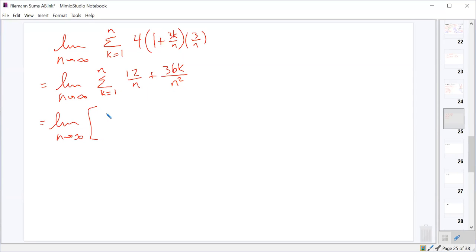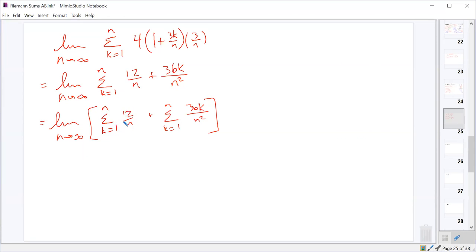So we're going to do the limit as n approaches infinity of the sum from k equals 1 to n of 12 over n, plus the sum from k equals 1 to n of 36k over n squared. One of the things we talked about yesterday was that if I had a summation of something plus something else, I could do them separately. So what can you tell me about 12 over n within the context of the summation? Is 12 a constant? Yes. Is n a constant? Solely within the summation, yes it is. So this is just a constant.